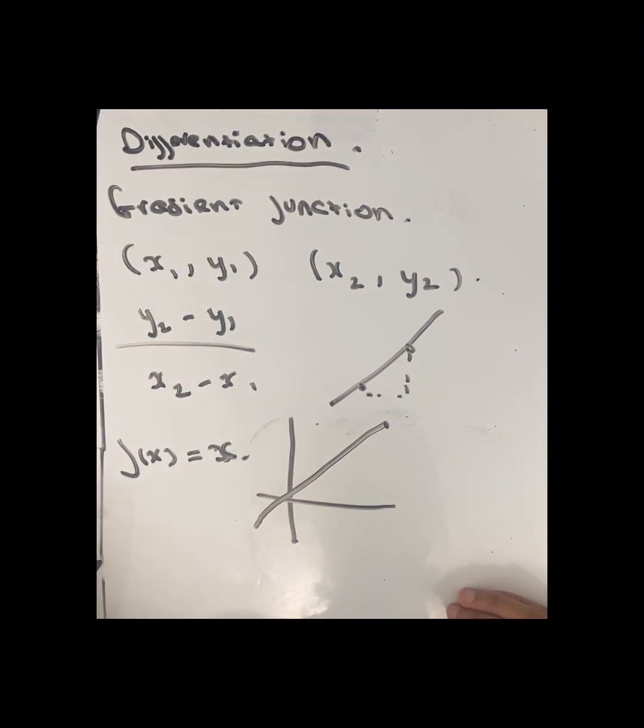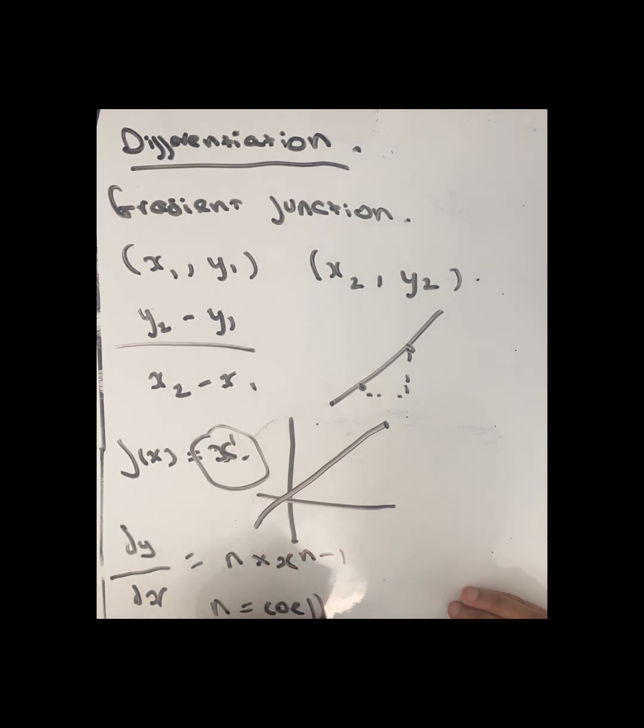So to find the gradient function of any line, we're going to use the formula dy over dx, which is the gradient function, equals n times x to the power of n minus 1, where in this function n equals the coefficient. That's literally it, n is just the coefficient. So in this case it would be 1 times x to the power of 1 minus 1, which will just equal 1 times x to the power of 0, which is just 1.